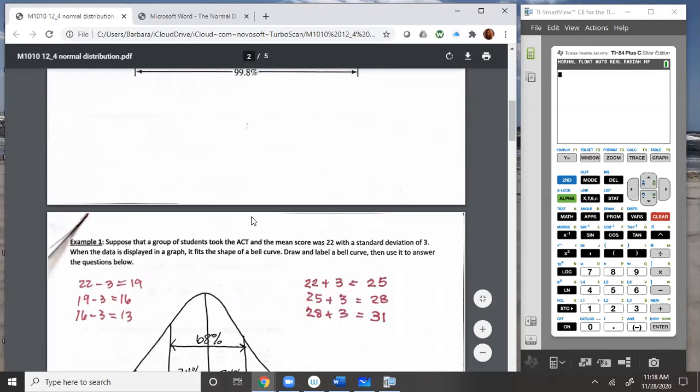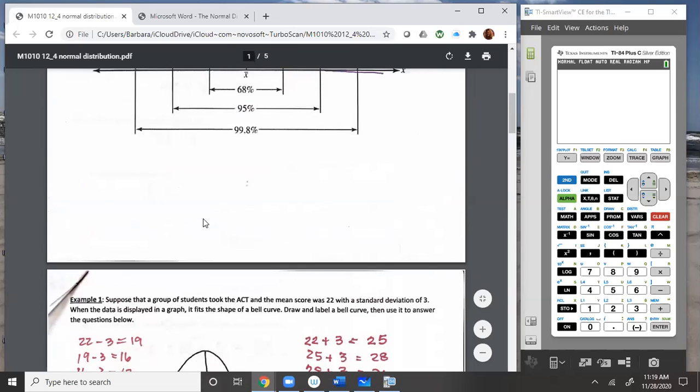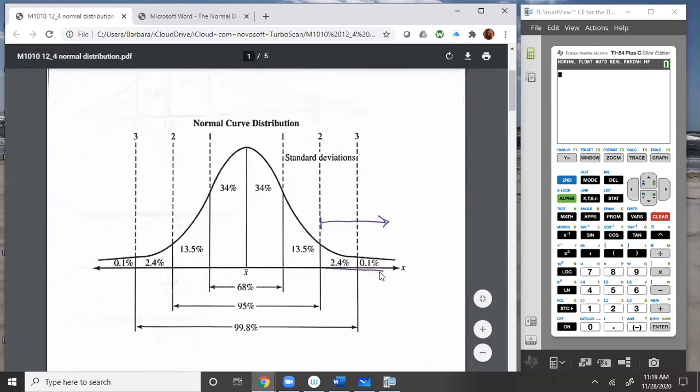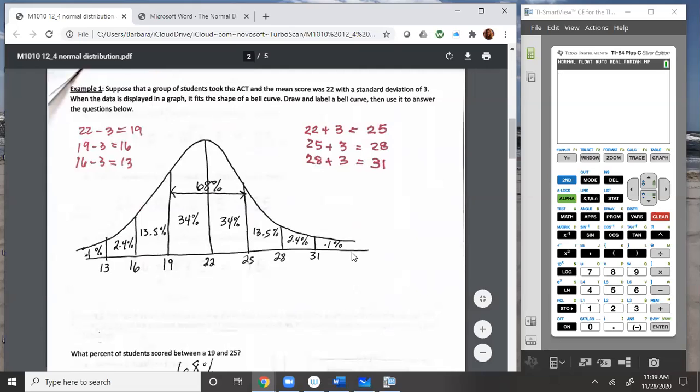So in example 1, suppose that a group of students took the ACT and the mean score was 22 with a standard deviation of 3. When the data is displayed in a graph, it fits the shape of a bell-shaped curve. Draw and label the curve, then use it to answer the questions. All right, so first thing is we're going to draw this curve and put the mean in. So we have this bell-shaped curve. The middle is the mean, which they give us, 22.